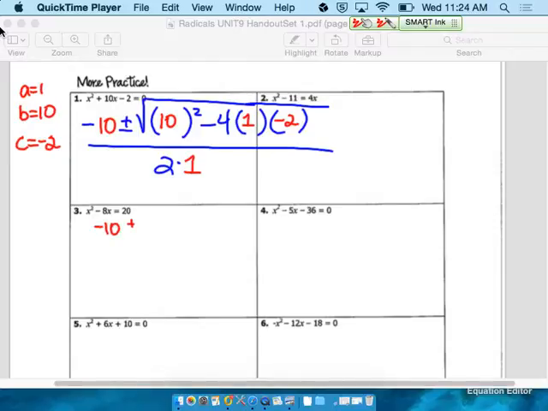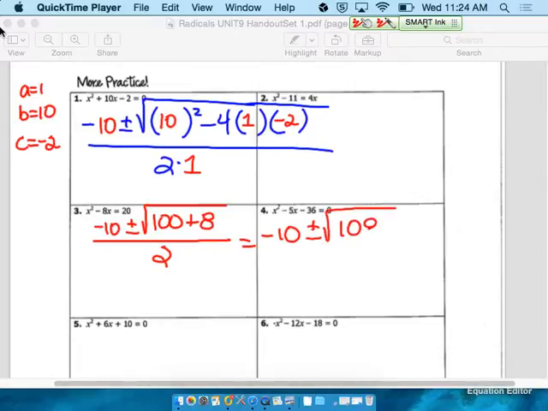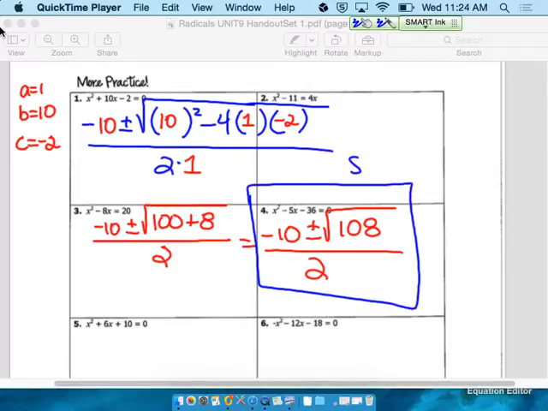So negative 10 remains. And then plus or minus, underneath the radical, I'm going to have 10 squared, which is 100. And then I'm going to have negative 4 times negative 2, which is positive 8. And then all of that over 2. And then I'm going to have negative 10 plus or minus the square root of 108, all over 2. And I will ask you for homework to simplify radical 108 and bring your work to class, and we'll compare the answers. So simplify the square root of 108, and then if you have a GCF in the spots that I will highlight in blue, you can remove that GCF, and we can discuss that further in class.